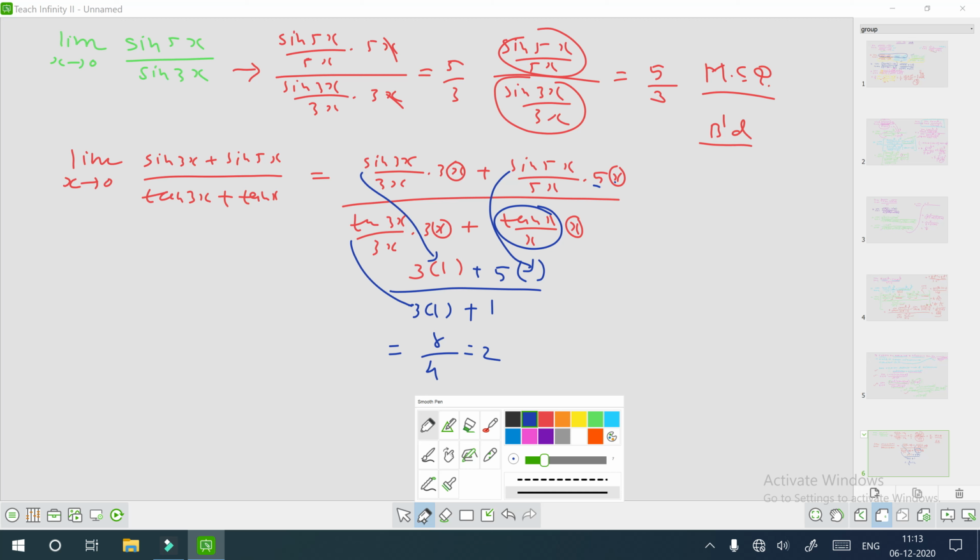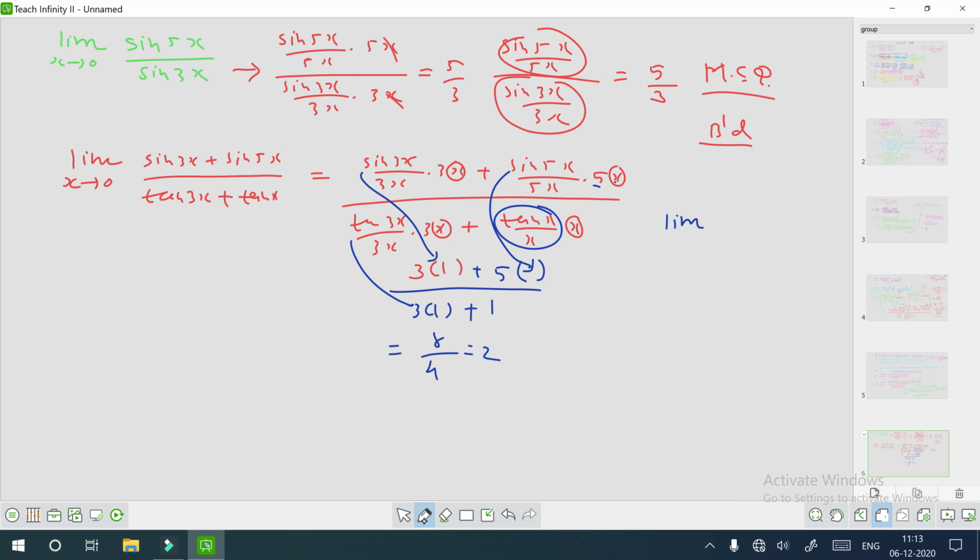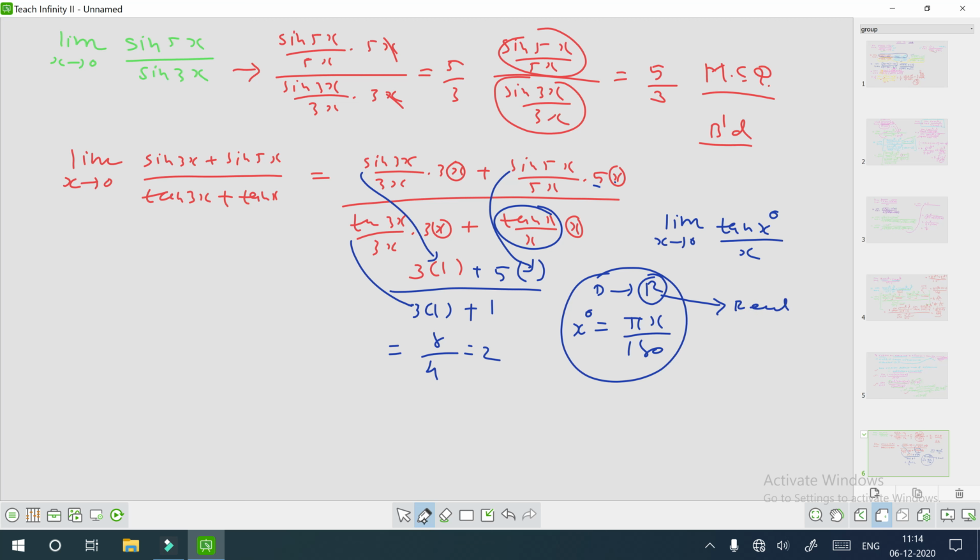Clear? So, I would like to show you this type of sum. One of them, here: limit x tends to 0, tan x degree over x. See, we know that in trigonometry, degree measure is converted to radian measure by pi x over 180. This is converted into radian measure. One thing, what is meant by radian measure? Radian measure is nothing but it is in terms of real numbers.